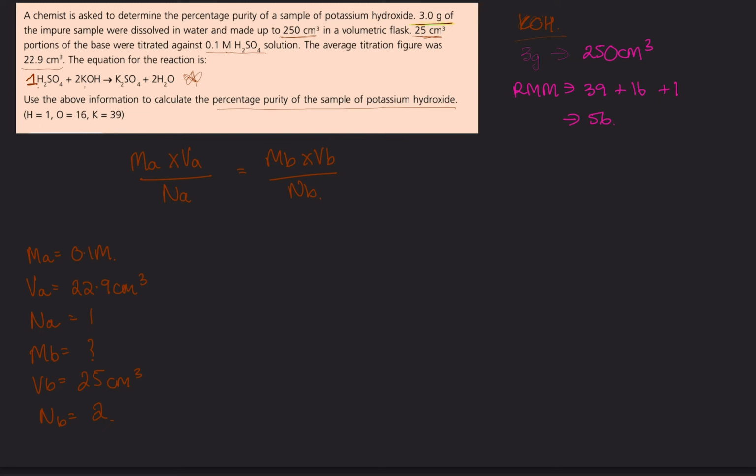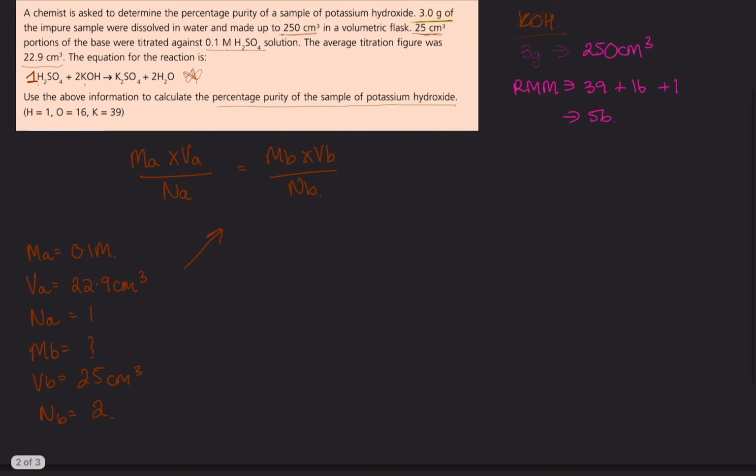So we're only missing one variable, so we can go ahead and use this equation. And we're just going to fill it in. So 0.1 times 22.9 over 1. And I'll fill in the rest. And then you work them out and just isolate the molarity of the base. And you should get an answer of 0.183 moles per litre for the base.